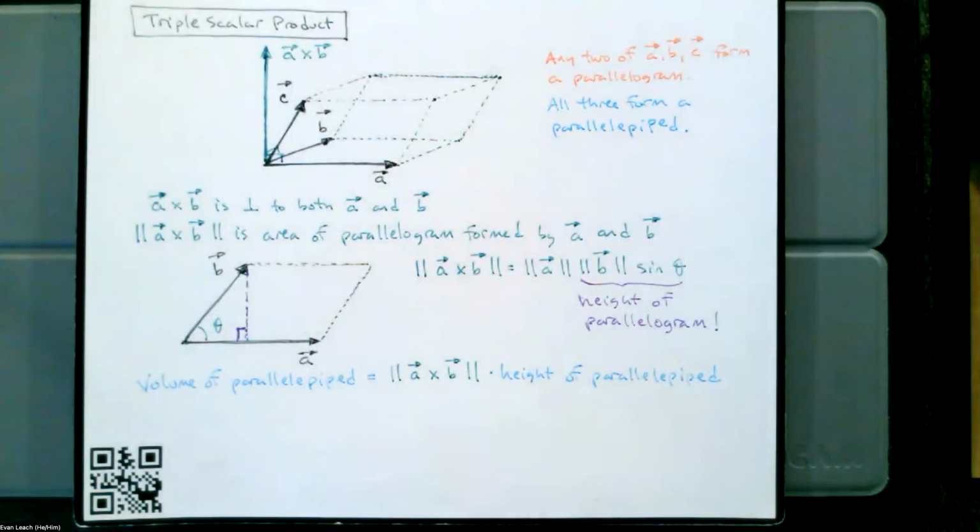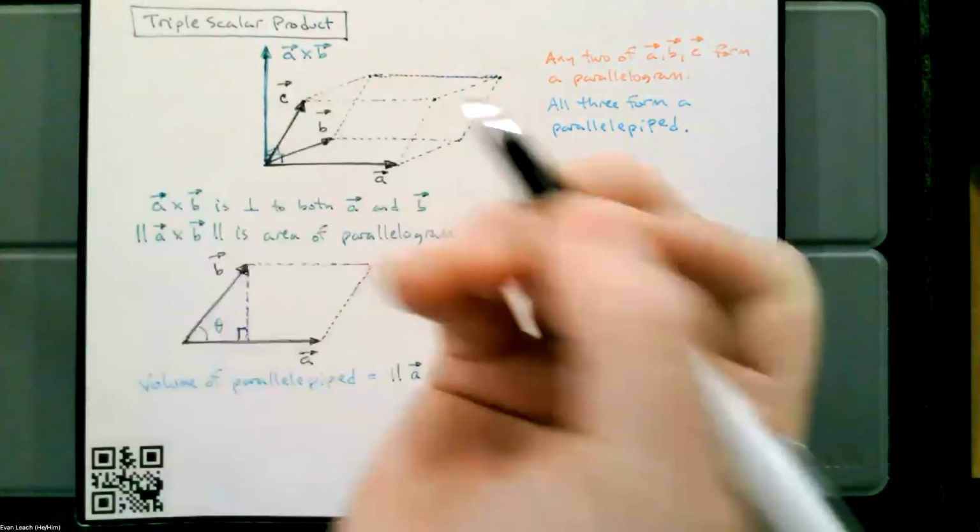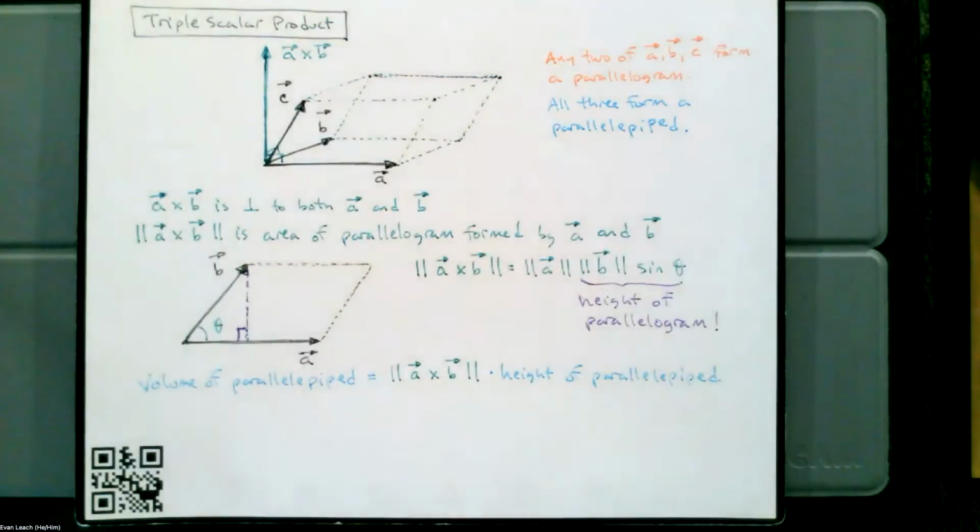So over here on our parallelepiped picture, I don't need to multiply by C. That's too much because C is all at an angle. I need to know the height. So I'm going to take C and I'm going to project it down onto A cross B. And what I want here, is this the right color for this? I think not.